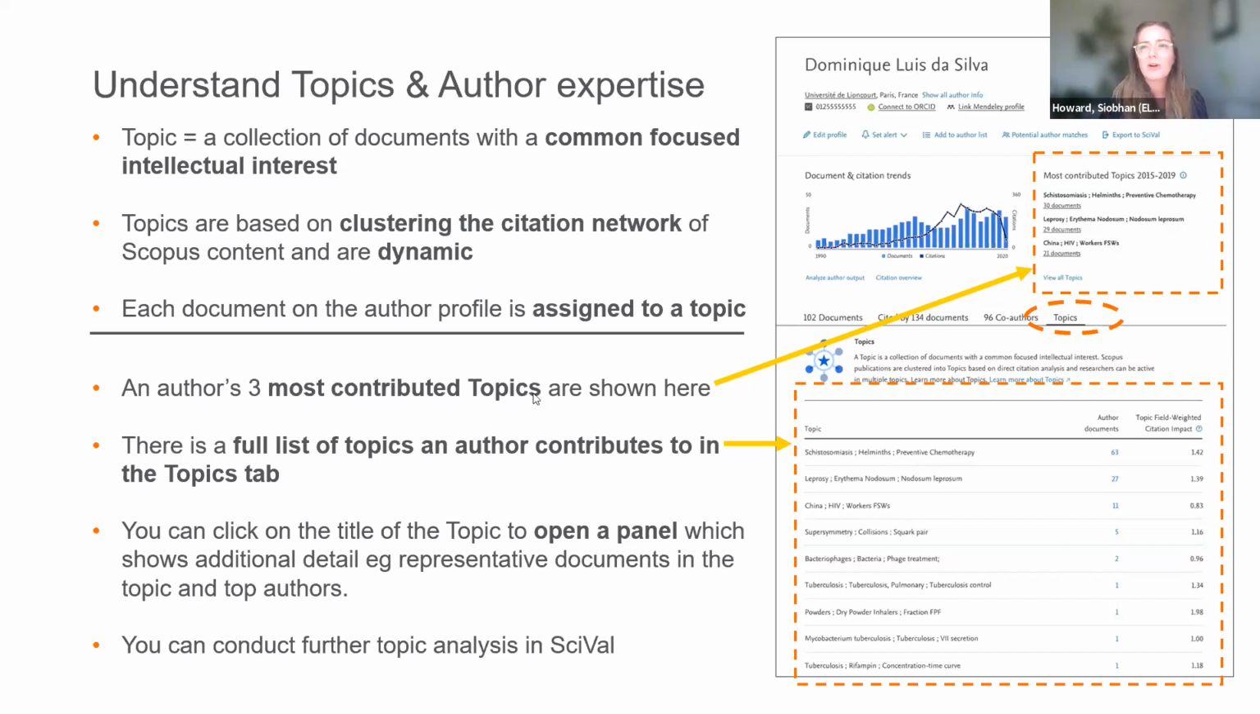And you'll see, for the more in-depth view, as well as that quick summary of the top three, you can actually click into the exact documents that are being pulled through to that topic area to see how this individual is engaging with the topic, as well as the field-weighted citation impact for their representation within that topic, and then doing analysis on the topic itself. So you can get quite in depth with this kind of analysis.